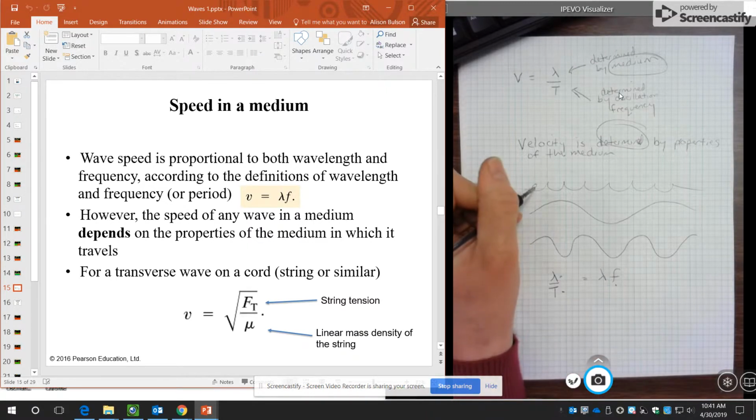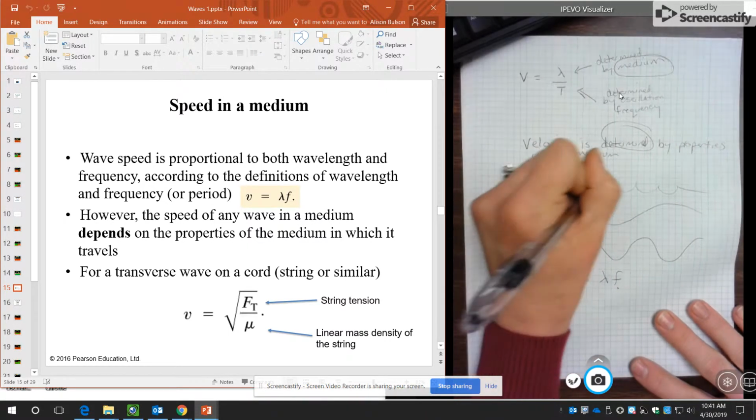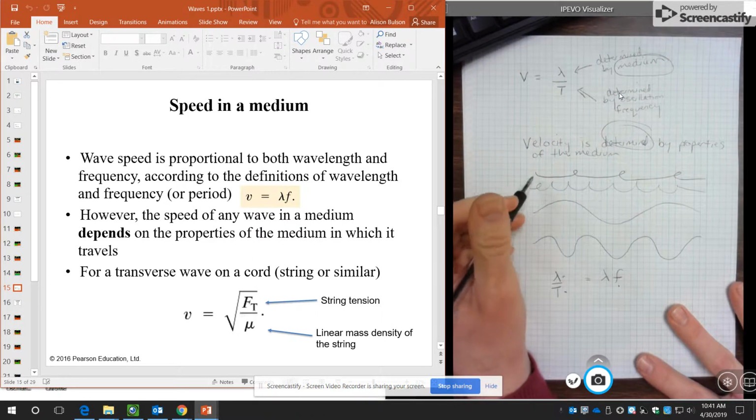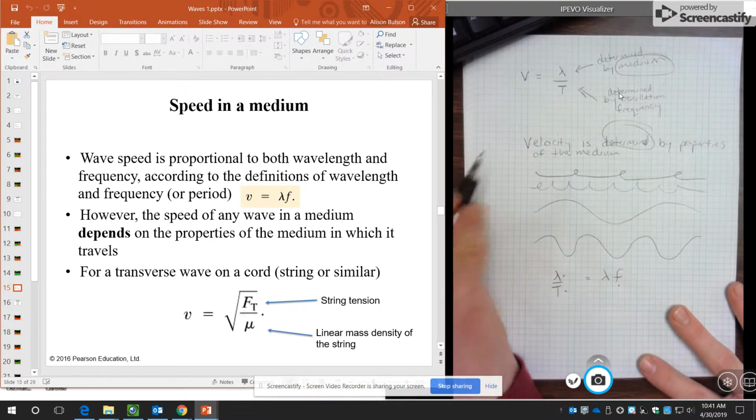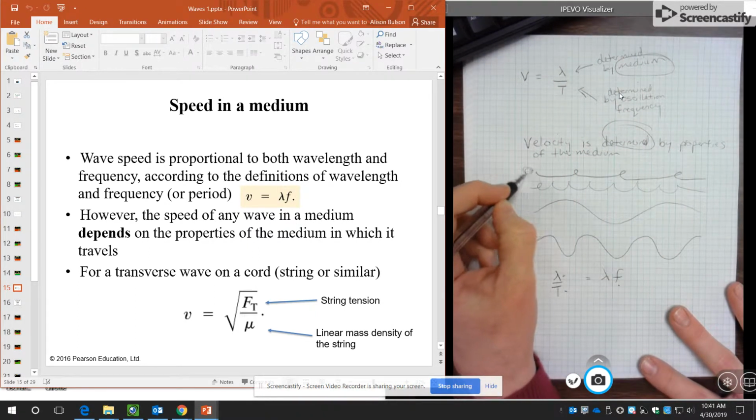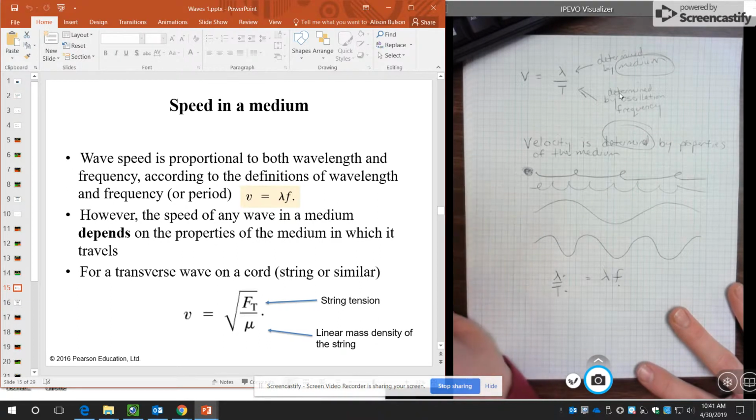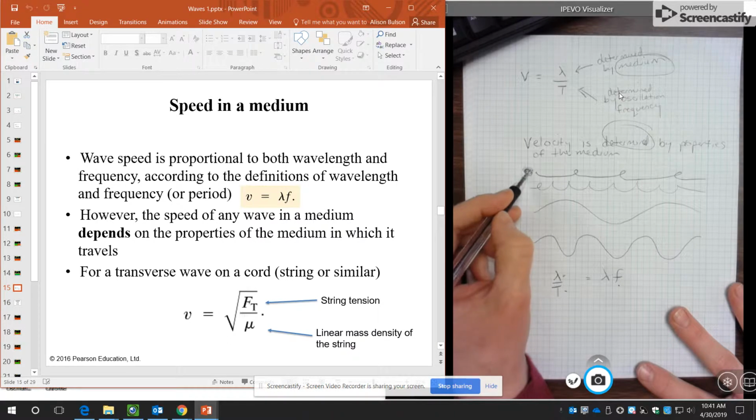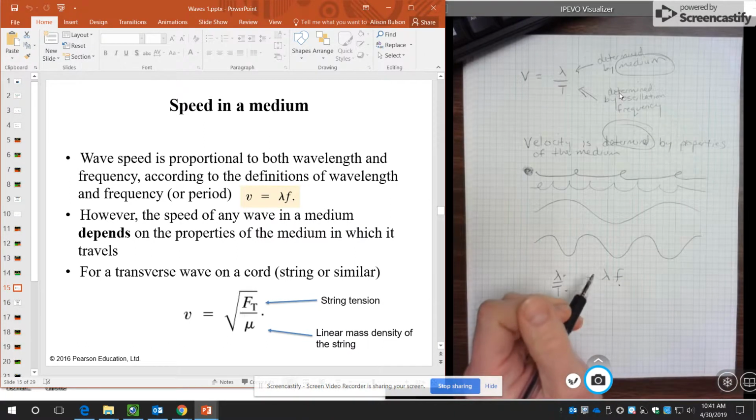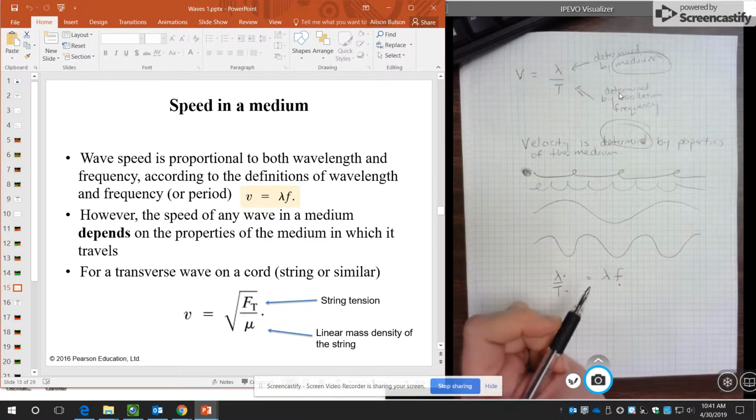It's only if I stretch that slinky more tightly, so if I tighten up the slinky, I will change the speed, or if instead of playing with a metal slinky, I switch to a plastic slinky, will I change the speed? So it depends on the tension. A higher tension gives you a faster wave speed.